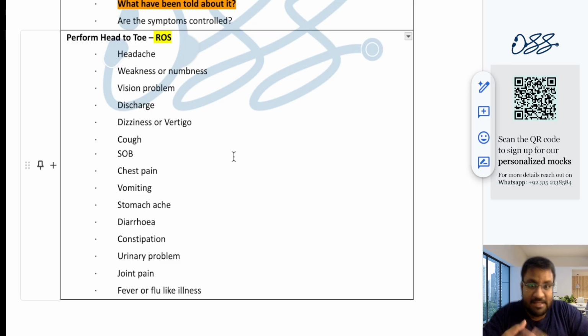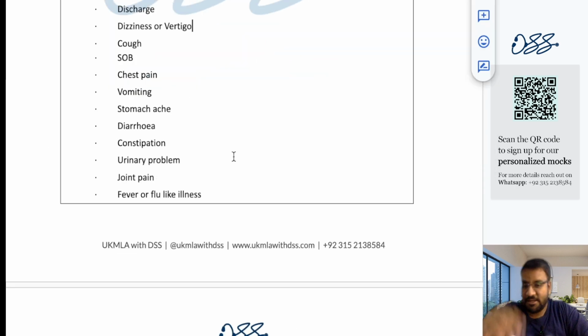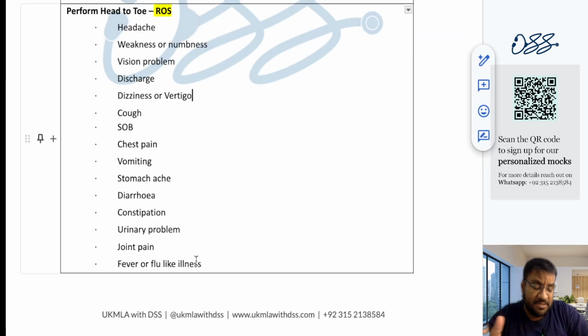You have assessed the kidneys. You have assessed the renal part, the nephro, and the urology as well. So you have covered each and every system just by this trick and just by following the head to toe method. So don't rote learn all the 15, 16 symptoms. Just make sure you ask about it.